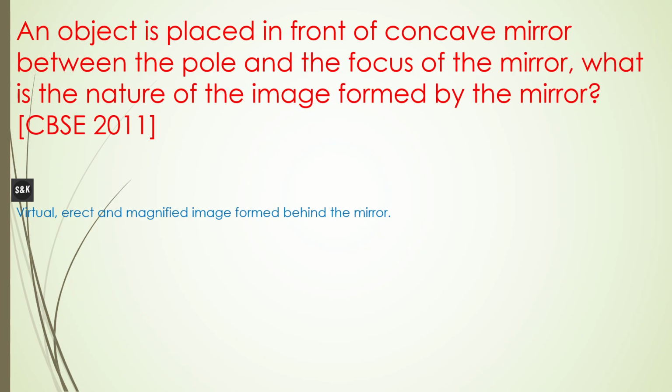Next, an object is placed in front of a concave mirror between the pole and the focus of the mirror. What is the nature of the image formed by the mirror? So the answer is a virtual, erect, magnified image formed behind the mirror.